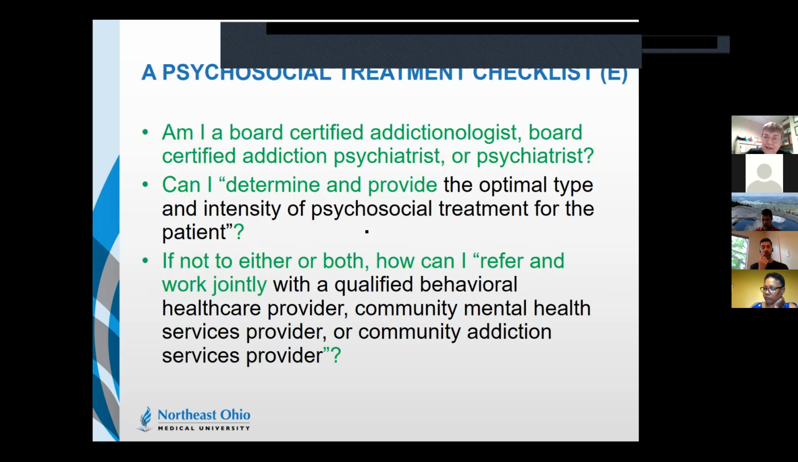The psychosocial treatment list is Section E. It's different in Ohio than it is in other states, and maybe sort of subject to change over time. But right now, here's what it looks like. We have to think, first of all, am I myself a board certified addictionologist, addiction psychiatrist, or a psychiatrist of any type? The answer is either yes or no. And then I'm thinking, if I'm within that group, can I determine and provide the optimal type and intensity of psychosocial treatment the patient needs? And it's okay to say, well, no, not really. That's not normally within my scope.